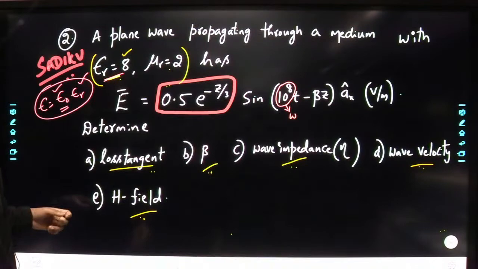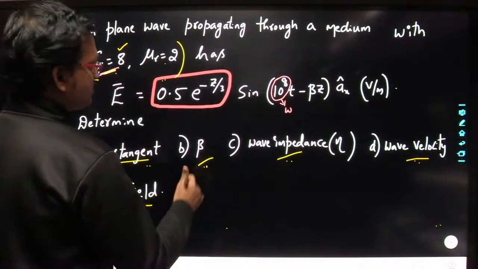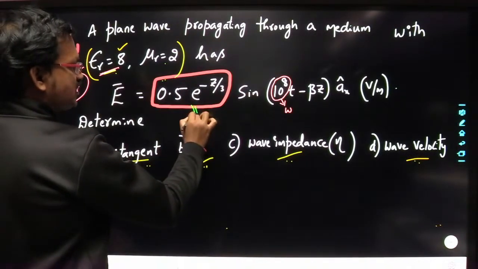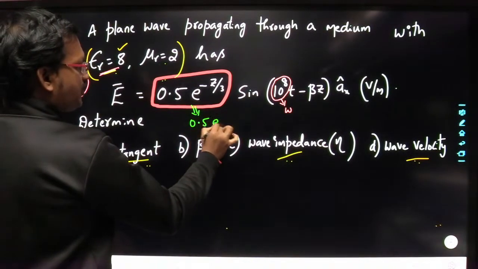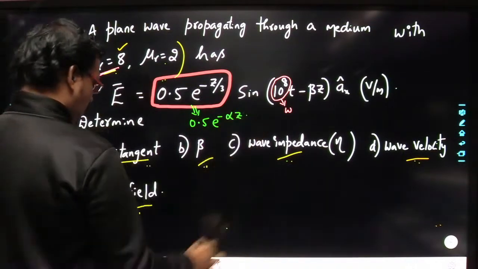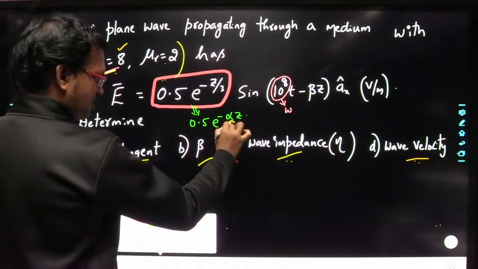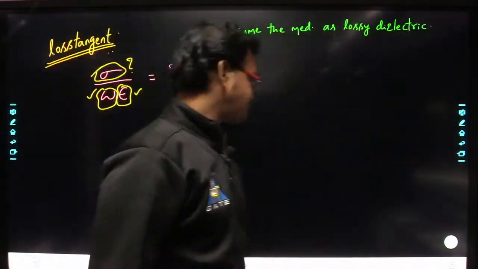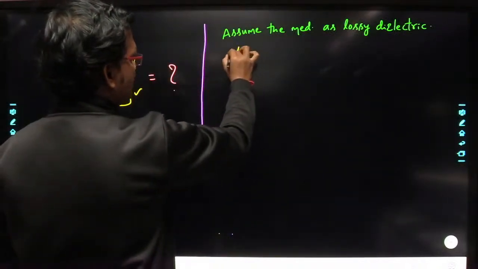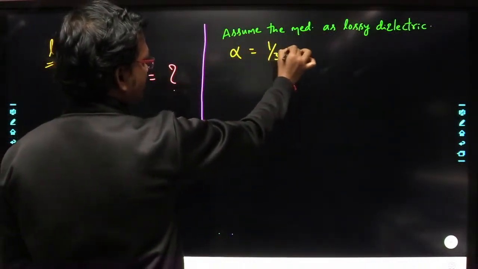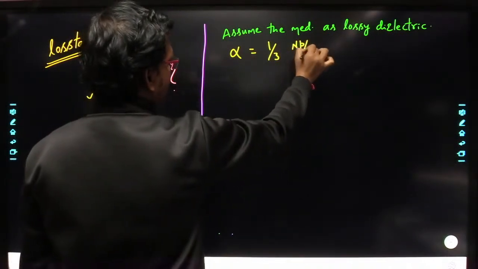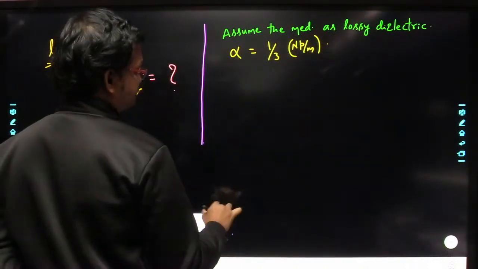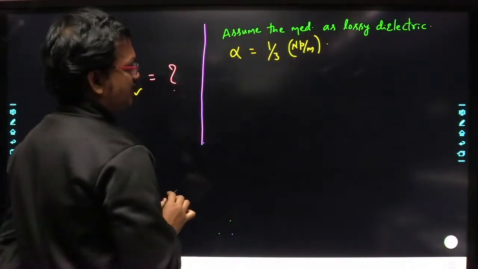Here, from 0.5 into e power minus z by 3, what we can understand is that this is just like 0.5 into e power minus alpha into z. And here the alpha value is equal to 1 by 3. So they have given the alpha value as 1 by 3 nepers per meter. So alpha is equal to 1 by 3.